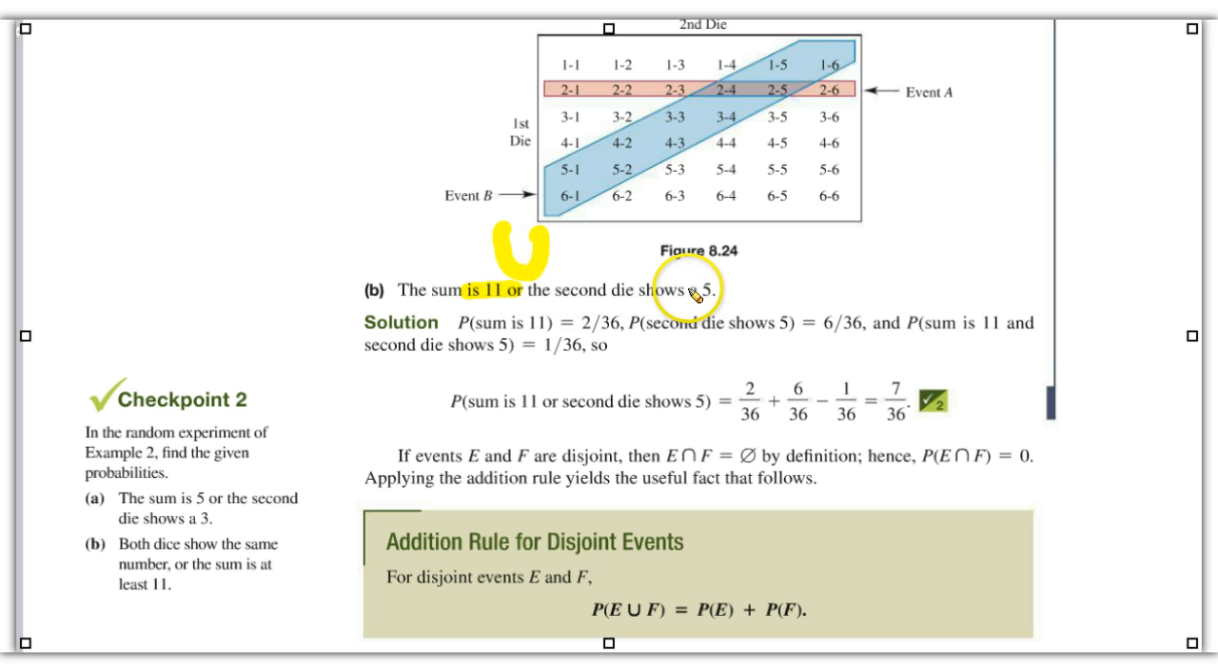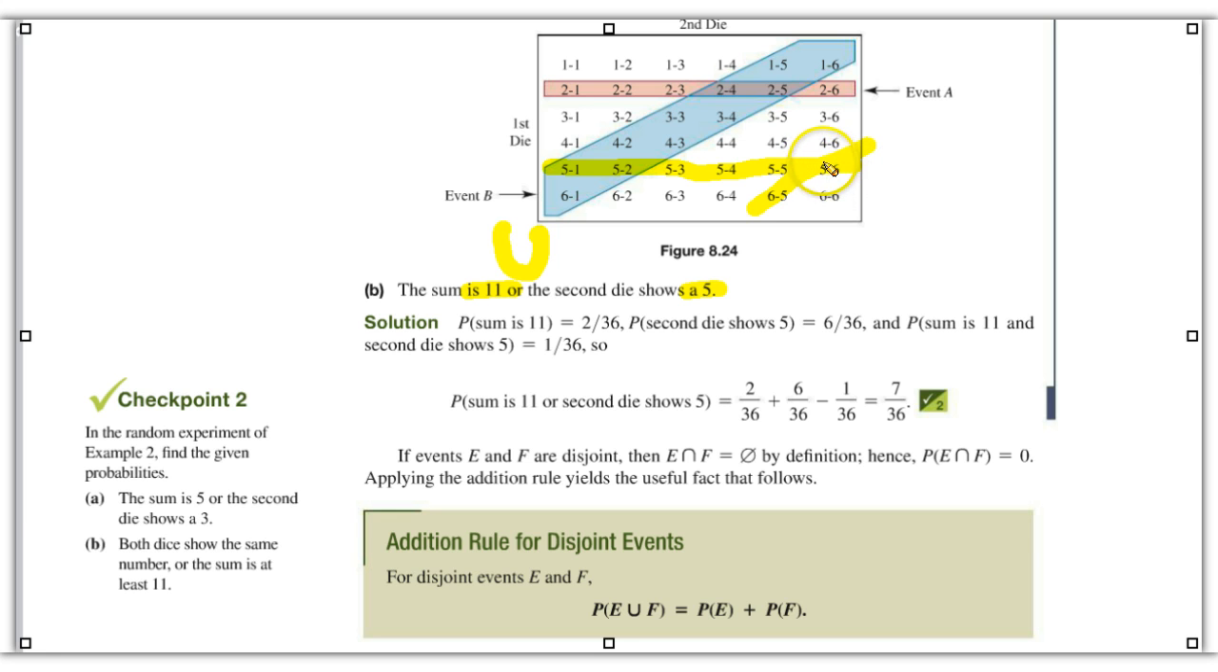The second die shows a 5. Well, we can just make a new little chart using the same one. So there's a 5, and then the sum is 11. Well, to get an 11, we have this right there. And there are 2 ways to make an 11. And there are 6 ways to make a 5.